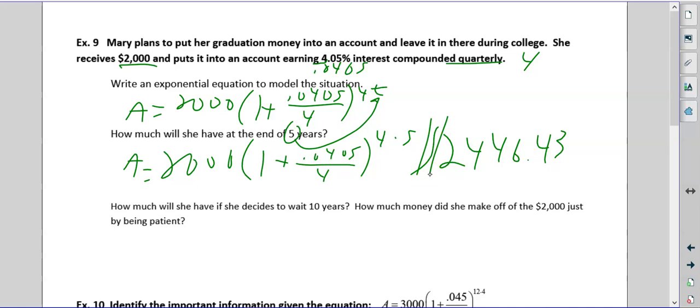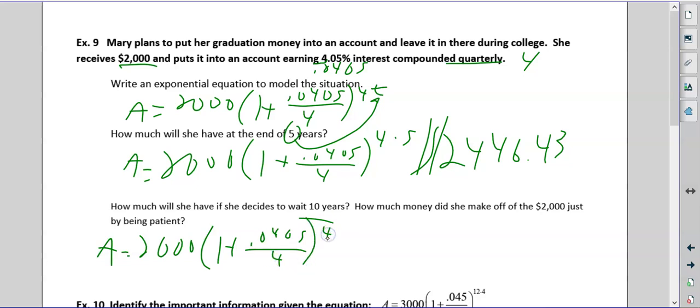How much will she have if she waits 10 years? How much would she have? And how much money did she make off the investment, being patient? So we're going to change this 5 to 10. So we're going to do the same amount, 1 plus, same interest rate. Okay, it's still going to be quarterly, but this is going to change to 10.